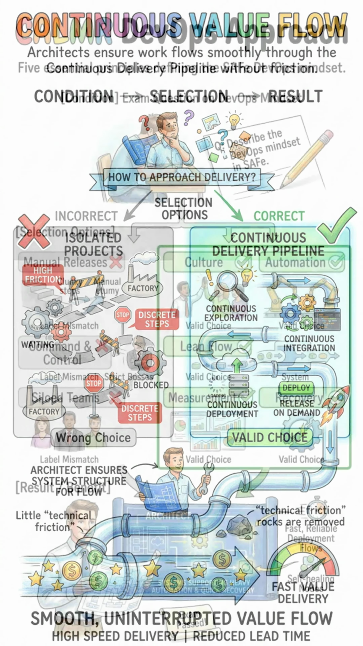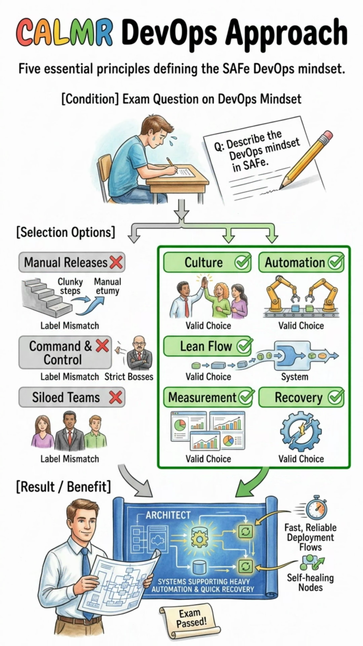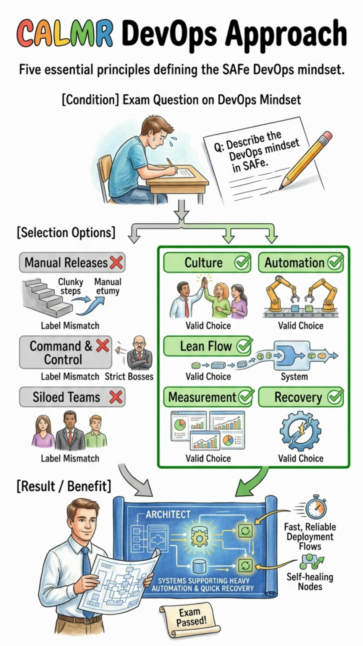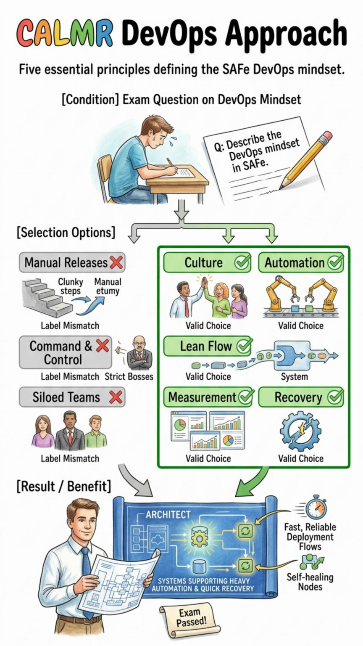A foundational concept you will encounter on the exam is the CALMR approach to DevOps. CALMR stands for Culture, Automation, Lean Flow, Measurement, and Recovery. Architects play a massive role in all of these areas, particularly in designing systems that support heavy automation and quick recovery from inevitable failures. Whenever a test question asks about the DevOps mindset, always look for answers that align with these 5 principles.